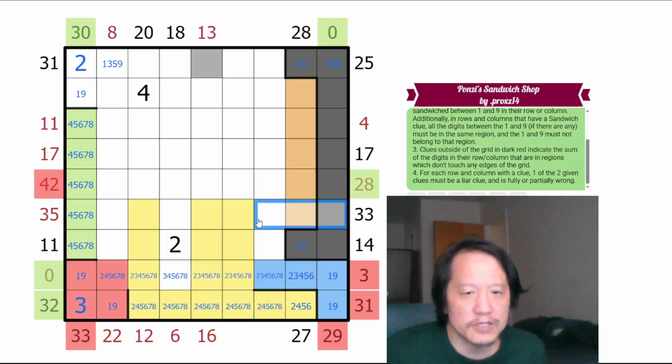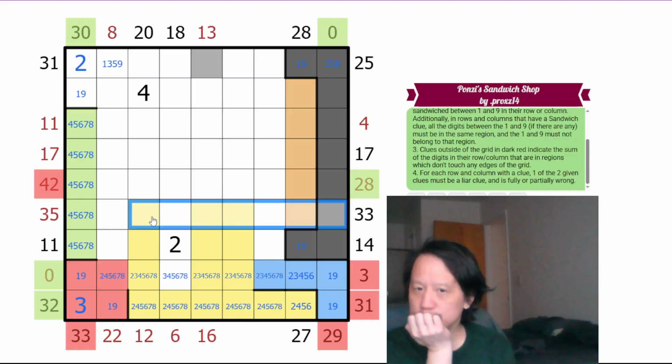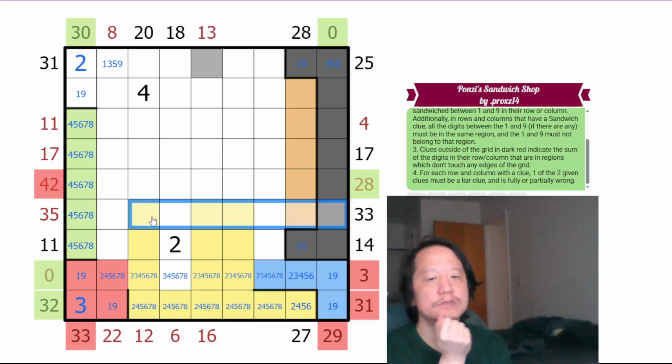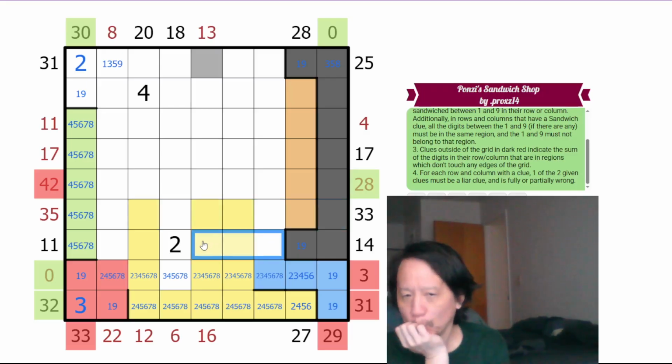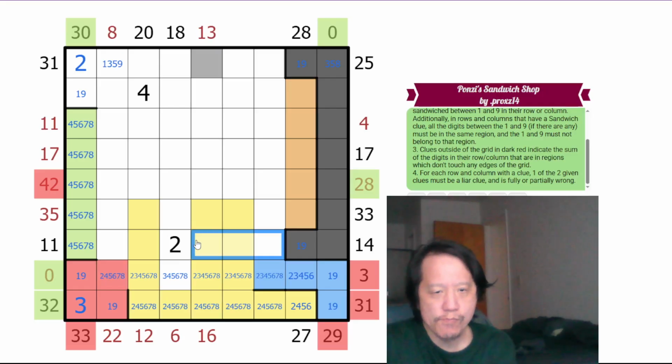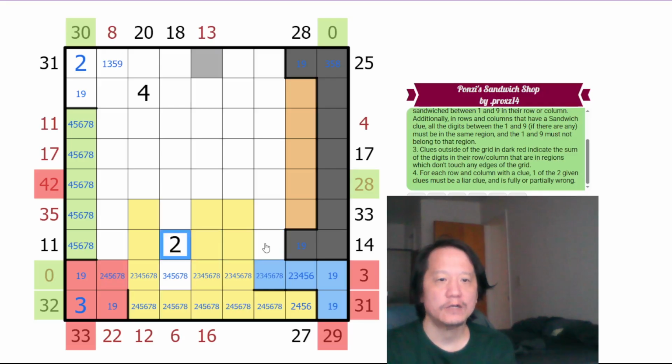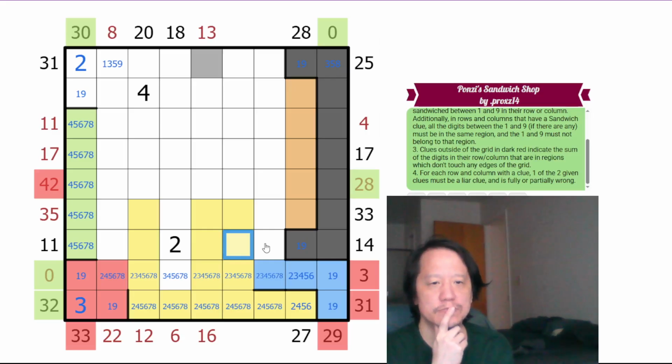So can this actually ever be 33 for the sandwich? The sandwich here is 14 or 19. So if it's 1, 9 here, 2, 3, 4, 5 does work. So we're guaranteed 1, 9 here, here, or here for the yellow. Green also needs 1, 9. It also needs 2 and 3 available.